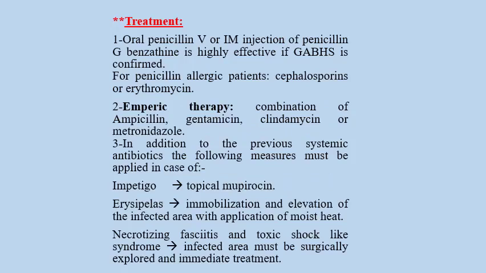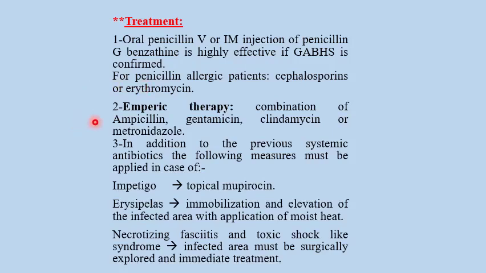The treatment. As I said, penicillin is still active and is the drug of choice for Streptococcus pyogenes. Oral penicillin V or intramuscular injection of penicillin G benzathine is highly effective if group A beta hemolytic streptococci is confirmed. When you are sure that you have this organism, penicillin is the drug of choice. Of course, some people are allergic to penicillin, so we must find a substitute, something different from penicillin, so we can give them cephalosporins or erythromycin.